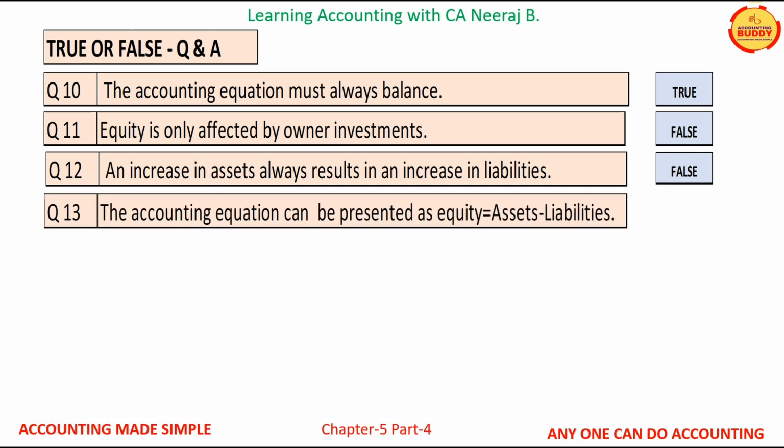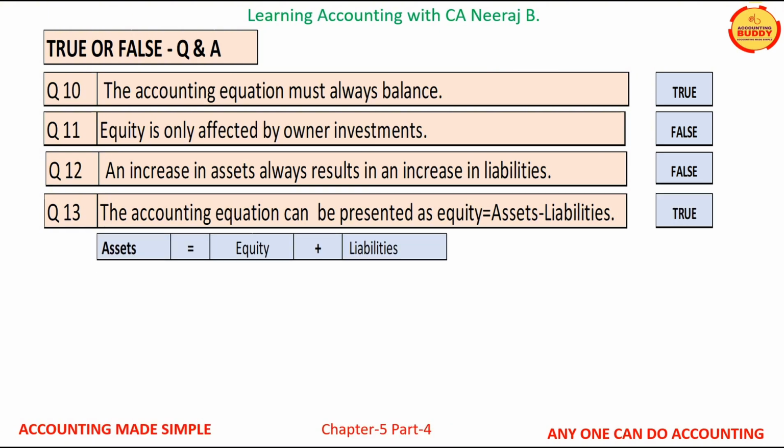Question number 13, the accounting equation can be presented as equity is equal to assets minus liabilities. This is a true statement. This is another way of presenting the accounting equation. Equity is equal to assets minus liabilities.